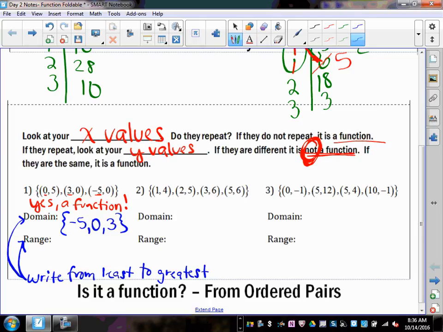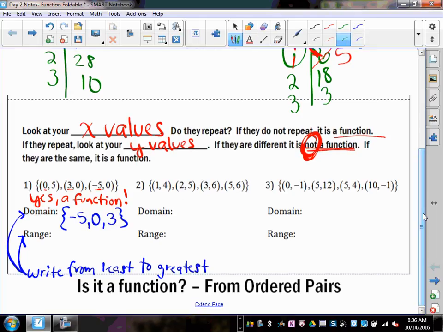Okay, so similarly with my range. My range are my y values. So 5, 0, 0. If it's repeated, you don't need to write it twice. So I have 0 comes first. You don't have to write the repeat. And 5. 0, 5. Any questions on that? All right.